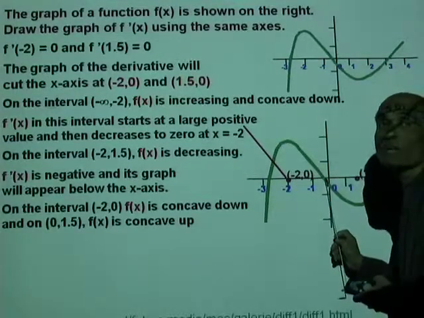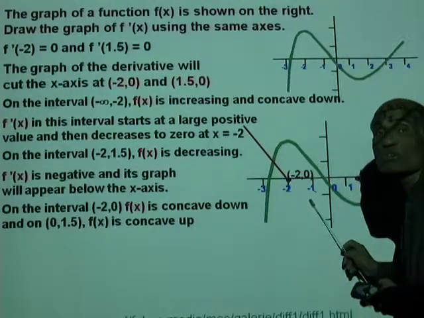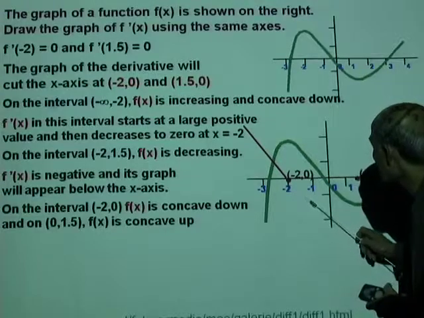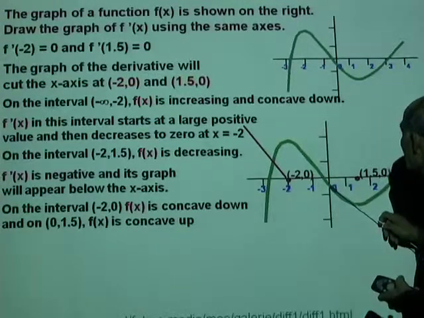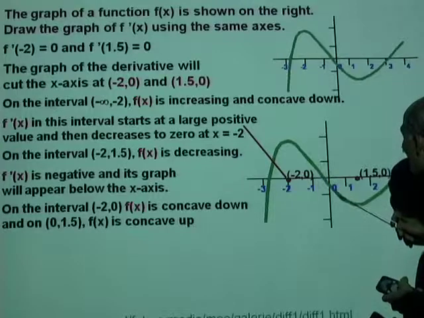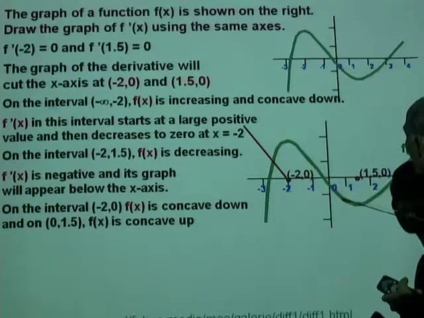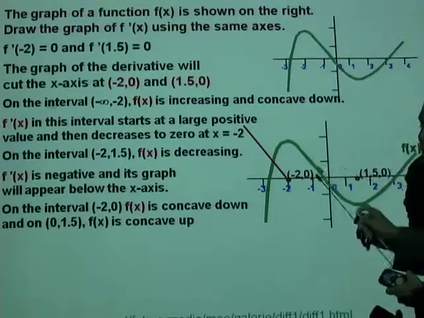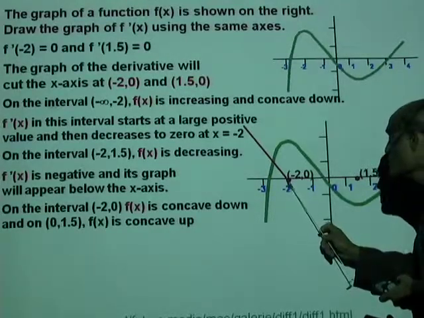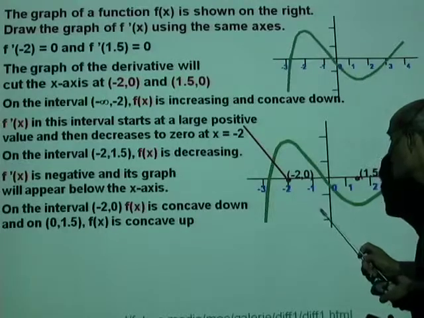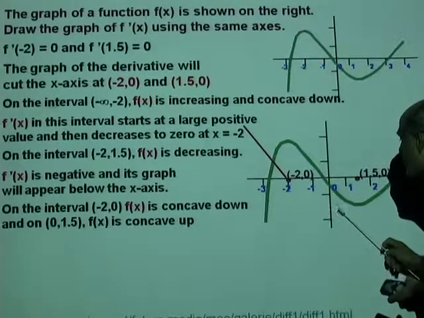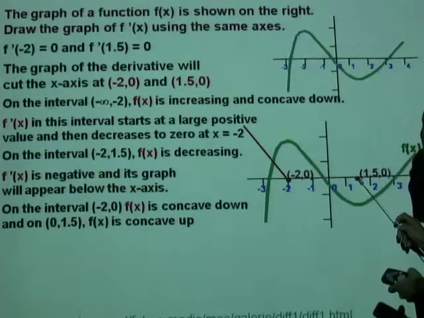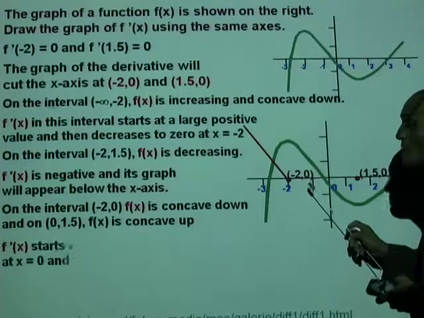Now, concave down means the derivative will decrease. So, up to 0, the derivative graph will decrease. And then 0 to 1.5, the function graph is concave up. That means the derivative will increase. So, the derivative graph will decrease, reach a minimum at x equal to 0, and then increase to become 0 at x equal to 1.5. I hope you're following my argument.